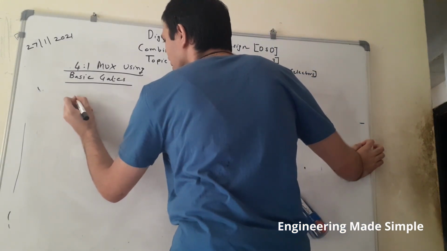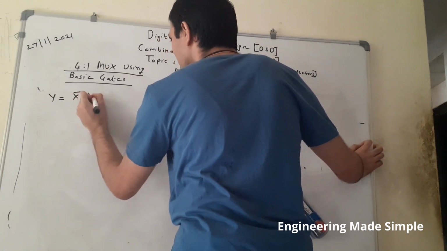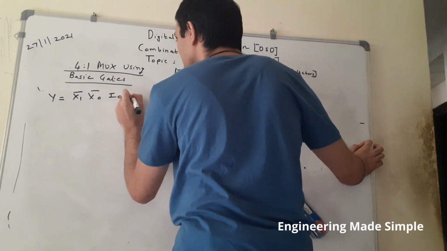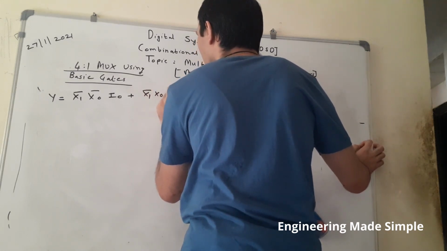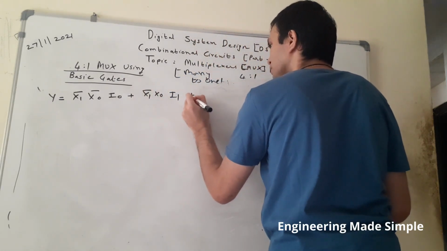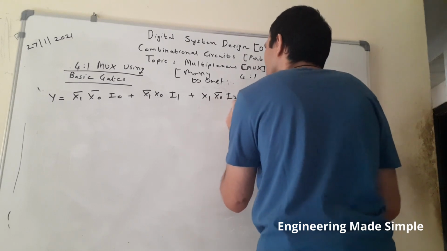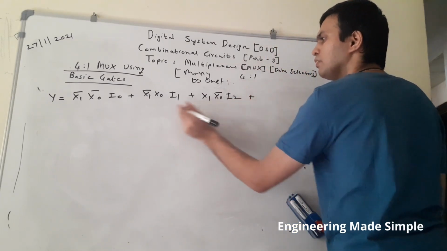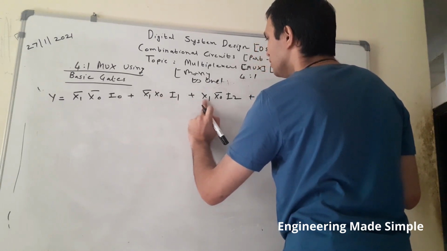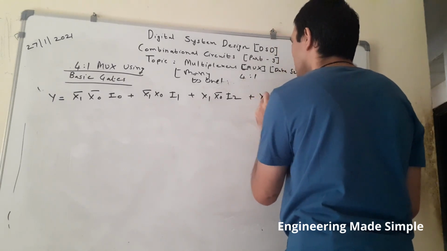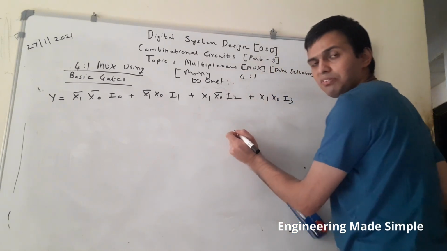So we have, without the enable, y is equal to x1 bar, x0 bar, I0 plus x1 bar, x0, I1 plus x1, x0 bar, I2 plus x1, x0, I3. So this is the equation of 4:1 multiplexer without the enable input.